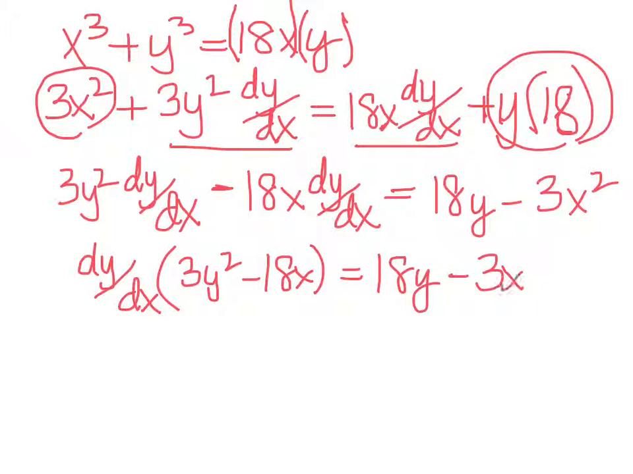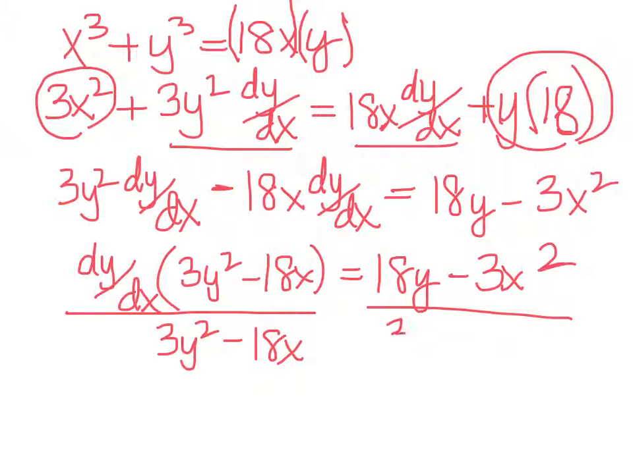Okay? All right, and then last but not least, all you're going to do to get the dy/dx by itself is to divide by what it's currently being multiplied by, which is the 3y squared minus 18x. So over here, we do the same thing, 3y squared minus 18x. Okay? And cross that out.